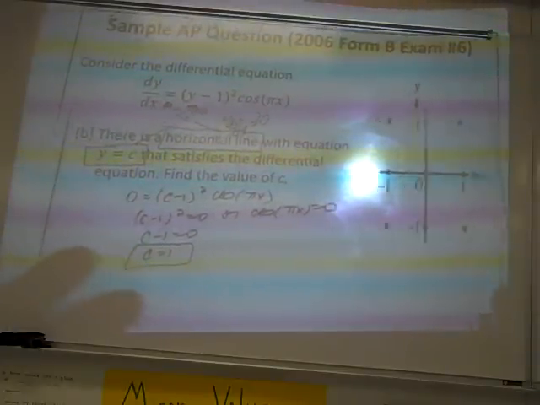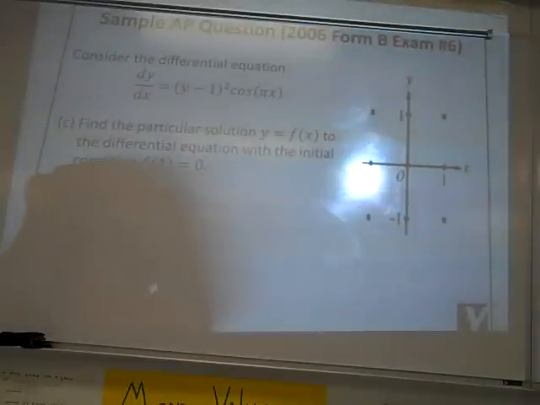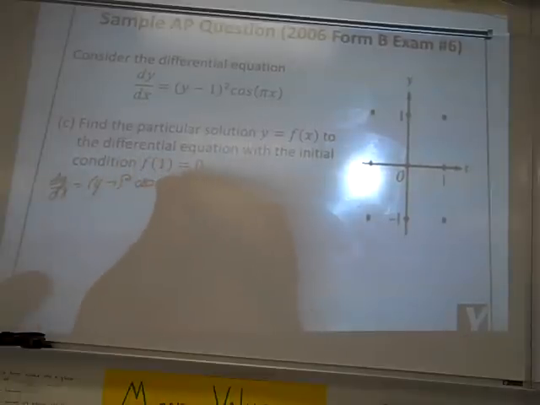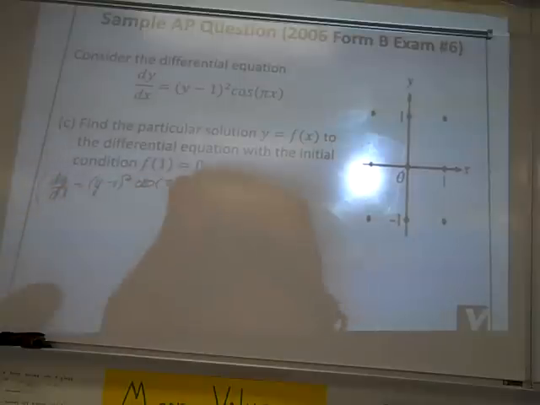All right, now comes the big mama. Part C, find the particular solution to the differential equation with the given initial condition f of 1 is equal to 0. So here we go. dy/dx equals (y - 1)^2 cosine pi x. I'm going to do separation of variables. We're going to multiply both sides by dx.